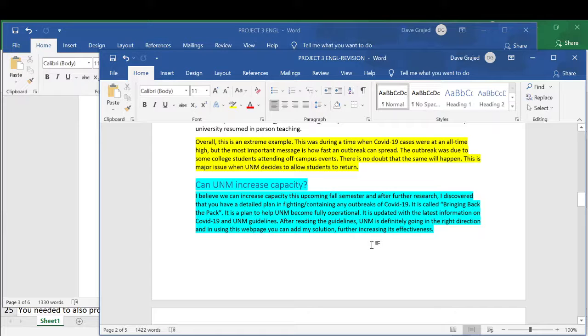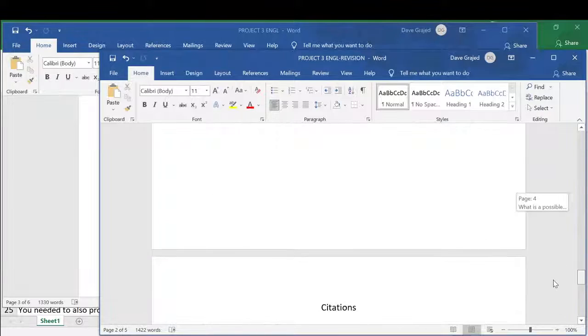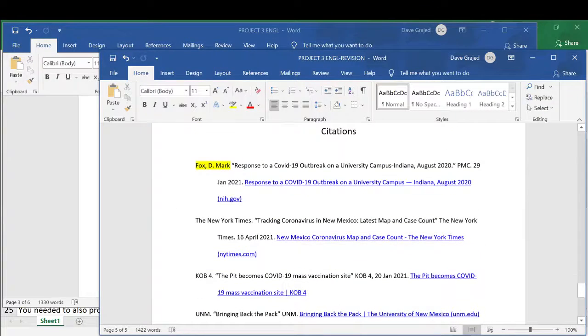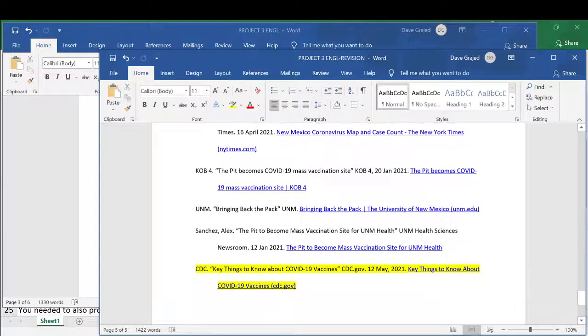The next revision I made is my citations. After looking at the guidelines, I made some adjustments such as adding last name, first name in my first citation, double spacing my citations, and adding the publisher as the author to sources with no listed author. I also added another citation to meet the appropriate number of sources.